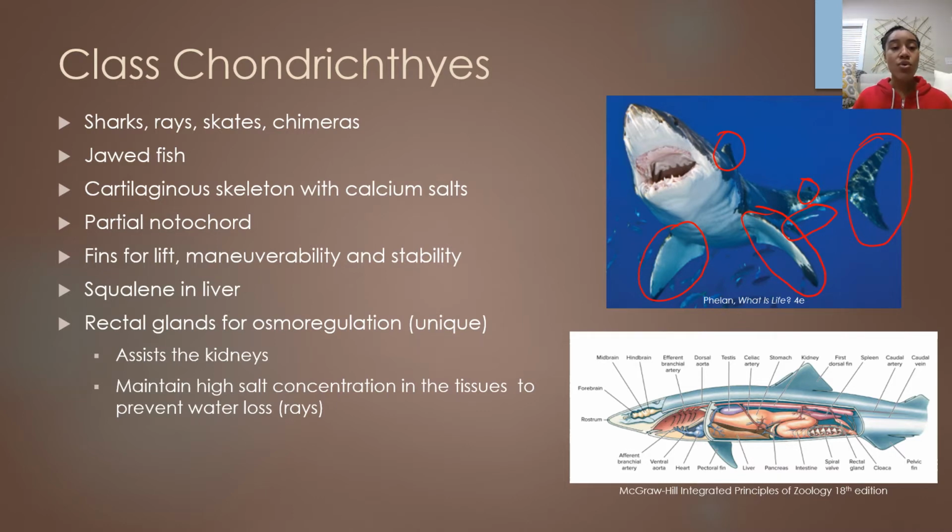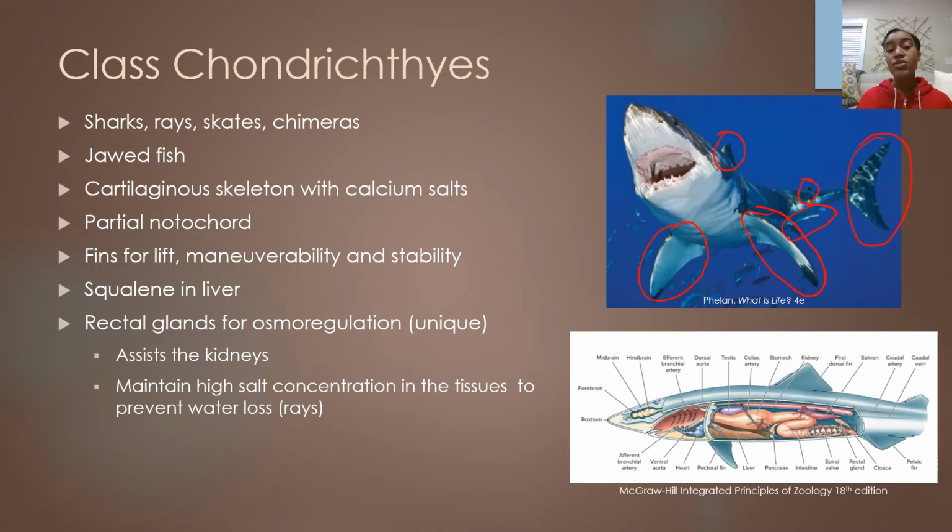Also, Chondrichthyes are osmoregulators, and they use rectal glands to undergo osmoregulation. This is unique to this class of animals. Their kidneys are good at filtering out a lot of things, but they're not really good at filtering out as much salt as they need to from the body tissues. So they have a special gland that strictly pulls out excess salt from the body tissues, so the internal environment is not too salty.